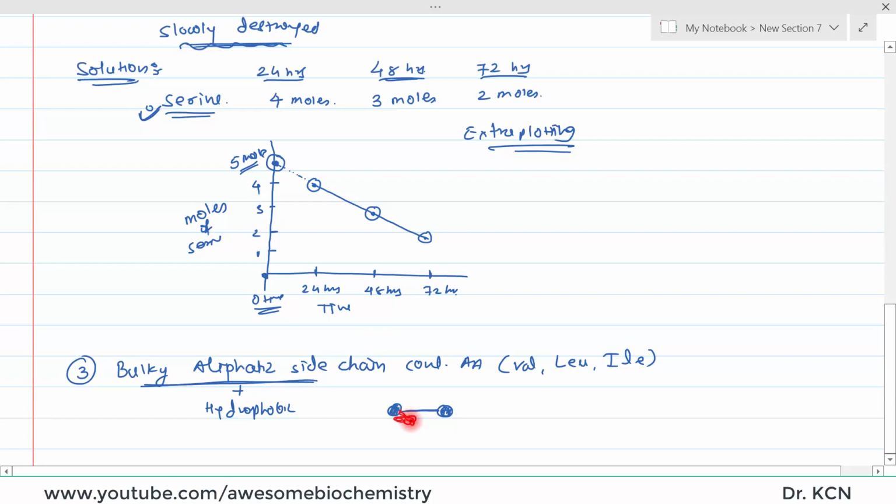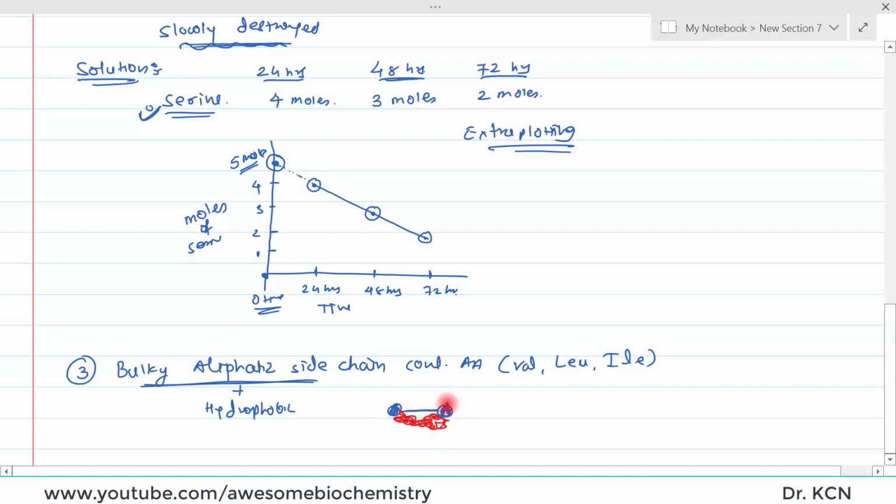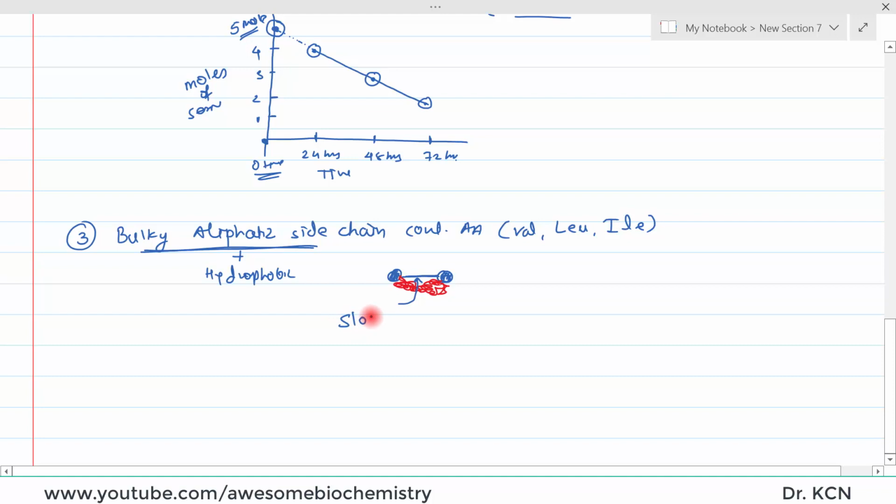Suppose this is the side chain of valine and this is the side chain of leucine, and both are hydrophobic. So, what will happen? For the hydrolysis of this peptide bond, a water molecule has to enter over here, but because of the hydrophobic nature of the side chain, water cannot enter. So these peptide bonds are not effectively destroyed, or you can say there is slow hydrolysis of the peptide bond, specifically the peptide bond in which a bulky aliphatic side chain containing amino acid is taking part.